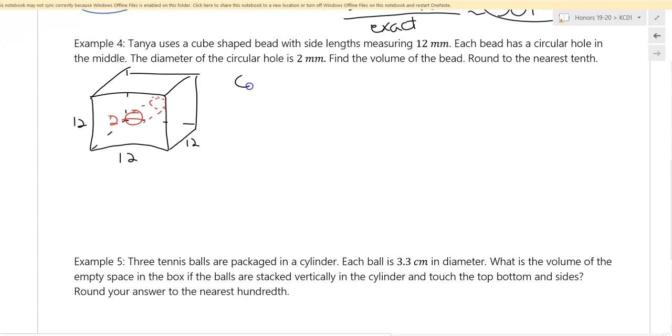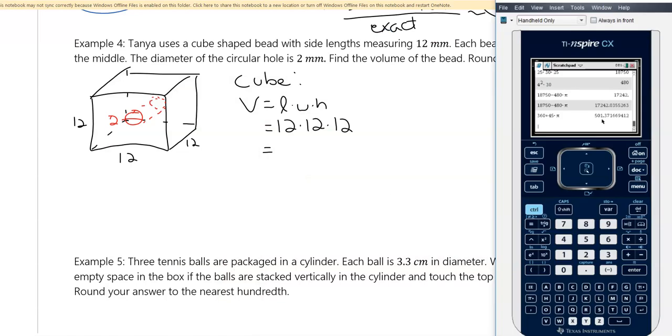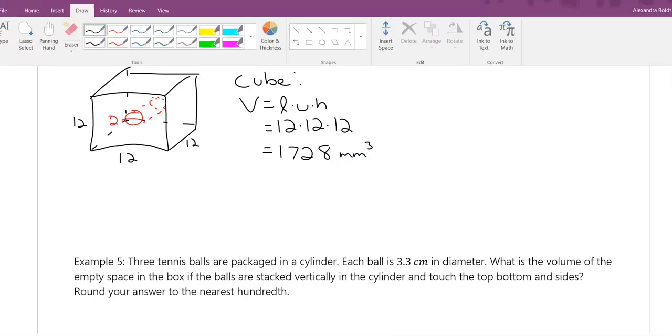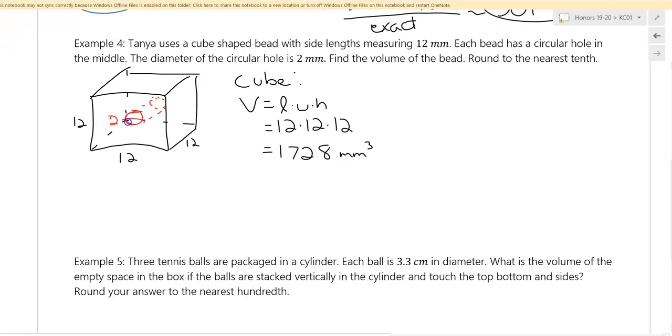So, the cube. A cube is just like a prism, right? So it's 12 times 12 times 12. I can't do that in my head. I clicked the wrong one again. And we get 1,728 millimeters cubed. And then we have this cylinder that's cutting through it, right?